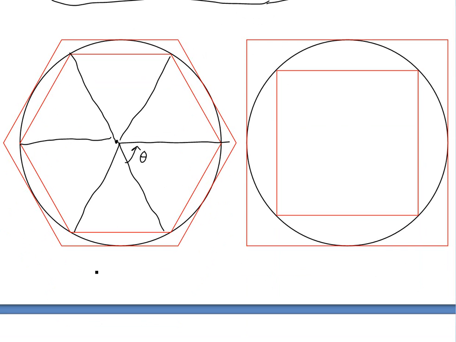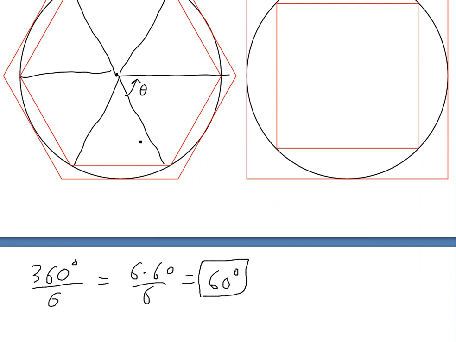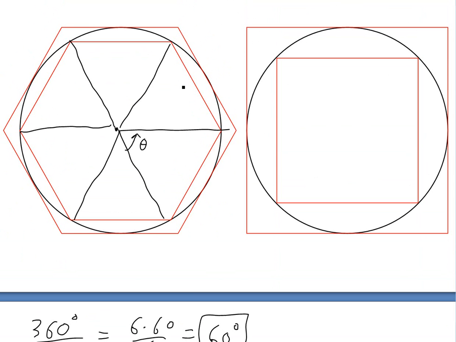And then the total number is 360, so for this one we're going to have 360 degrees divided by 6. This just equals, well, 6 times 60 divided by 6 equals 60 degrees. So this equals 60 degrees here. Then when we split this in 2, this is going to be now 30, this one is equal to 60, and this is going to be 30.